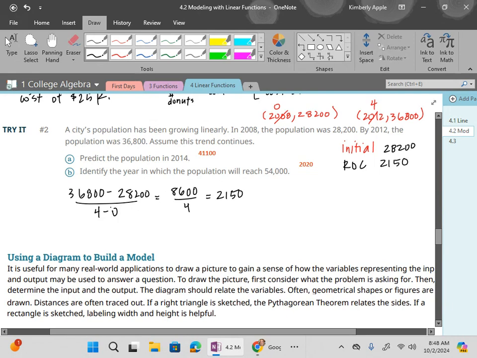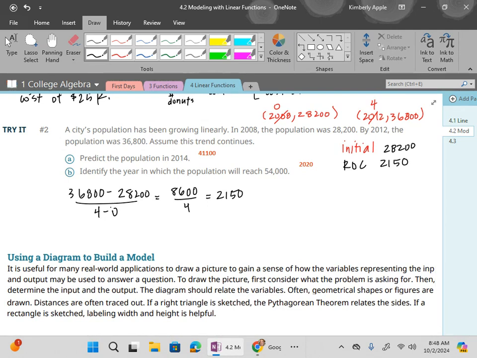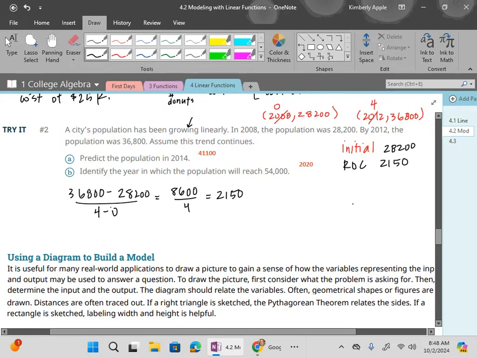Is this function increasing or decreasing? Well, the output is the population, right? So that's growing. It says growing, so that's valid. So we'll say population as a function of time is going to be 2,150 times t, the number of years since 2008, plus 28,200. Predicting the population in 2014 would be P of, what's the trend here? 14 minus 8 is 6. So this would be P of 6.